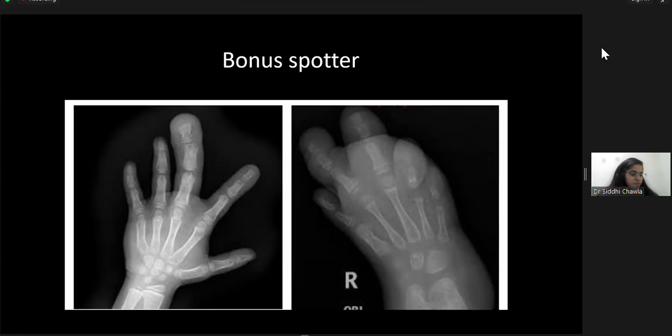What is the diagnosis? Macrodystrophia lipomatosa. Right. So what is macrodystrophia lipomatosa? As the word suggests, there is some macrosomia, there is some dystrophy, and there is lipomatosa, which means there is increase in the fat tissue. So what all do we have?